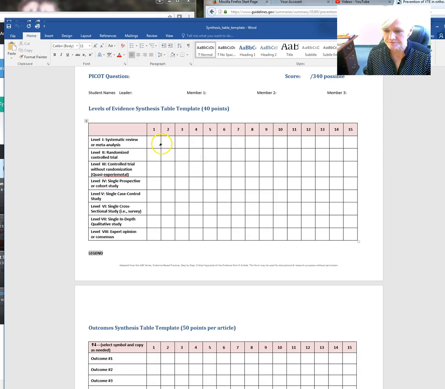These are a little overwhelming because there's 15 spots here. You're only going to use 4. And this first one, super duper easy. All you do is look at your first article, and if it's a systematic review or meta-analysis, you put an X in this box, and then in your legend you put number 1, and then you just put Callaway 2015, if it was a systematic review that I did in 2015.